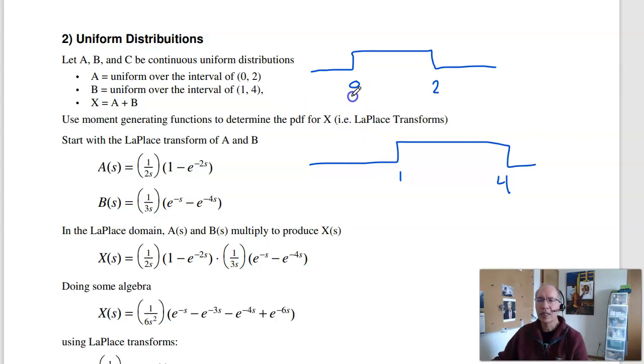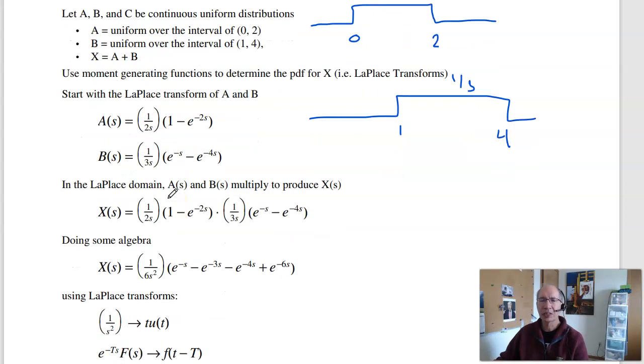Well, in that case, I'll take the Laplace transform of A. This is a delta at 0, delayed by 2. The amplitude has to be 1/2 to make it a valid PDF. Area is 1. For B, this amplitude is 1/3 to make the area 1. B has a delay of 1 second, delay of 4 seconds, 1/s per step. So there's the Laplace transform of A and B. Laplace transform of X is A times B.